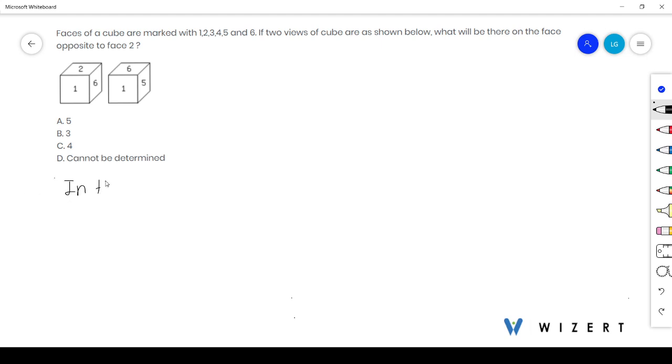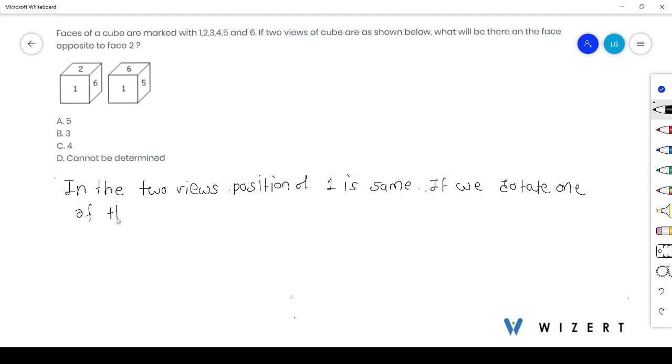Here we can observe that in the two views, the position of 1 is the same. So, if we rotate one of the views such that the position of 1 is fixed.